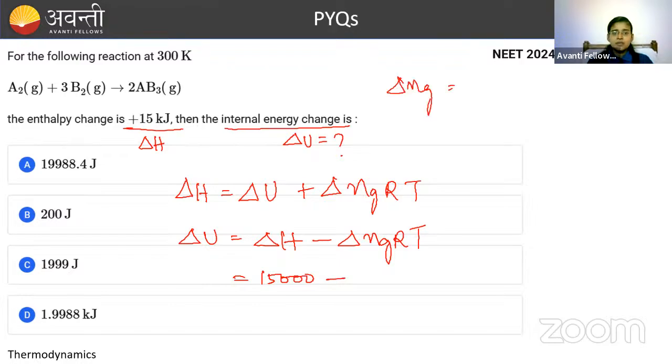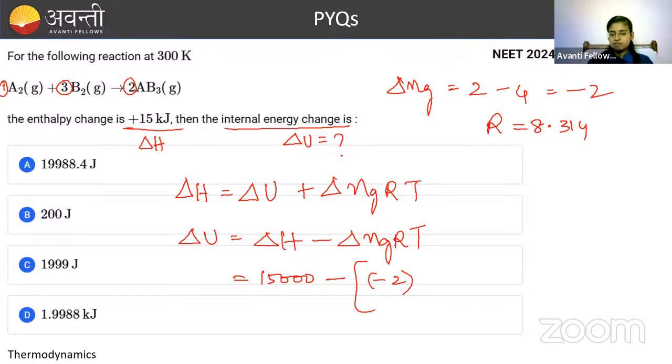Number of moles of gaseous product is equal to 2 and the reactant is equal to 1 and 3, so it will be 4. So it will be minus 2. So delta Ng value is minus 2, and R value, we have to give in terms of joules, right? So R value in terms of joules is 8.314. Are you getting 19.98 as the answer? It is 8.314 into temperature, which is 300 Kelvin as given in the question.